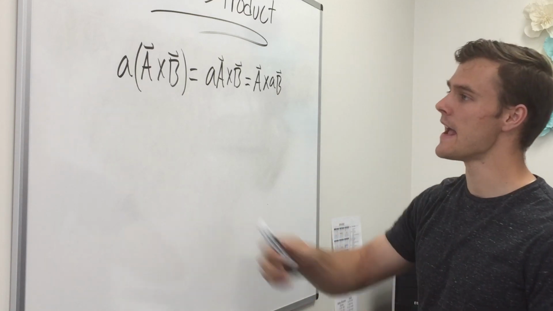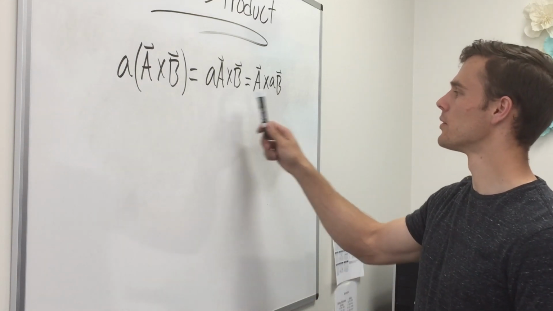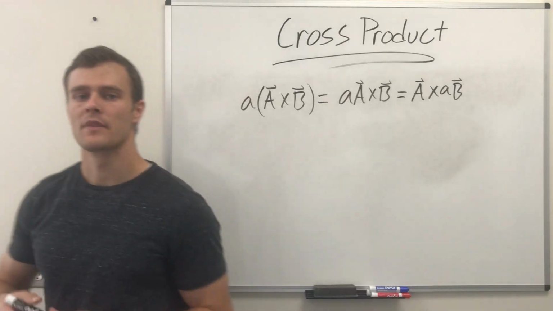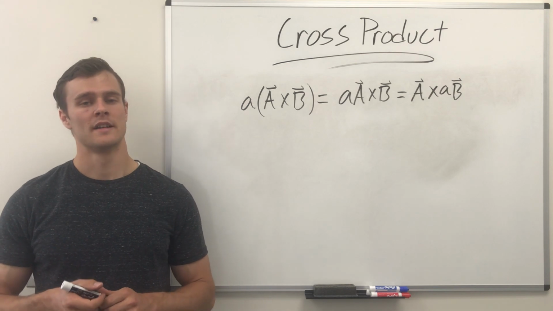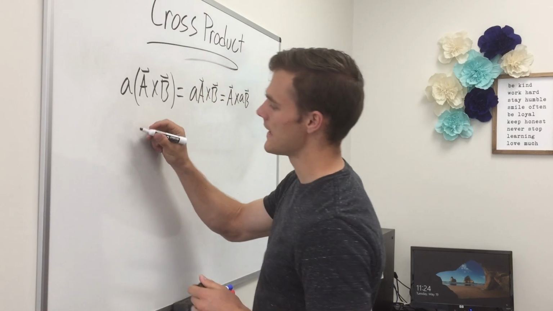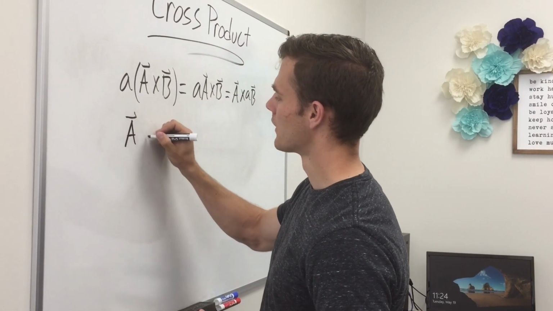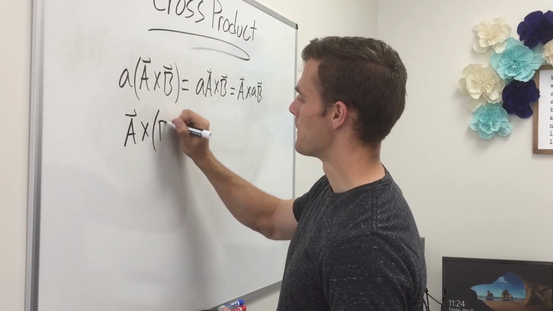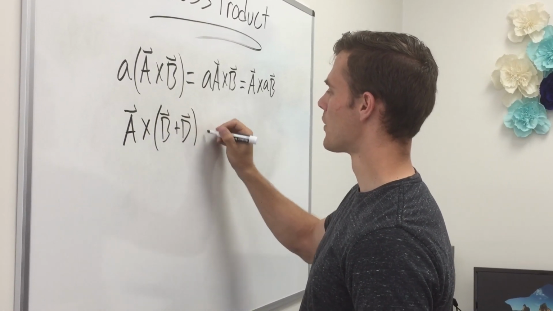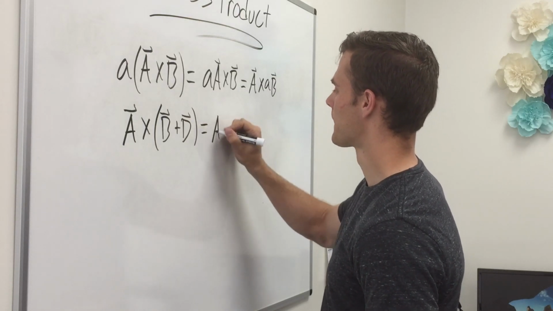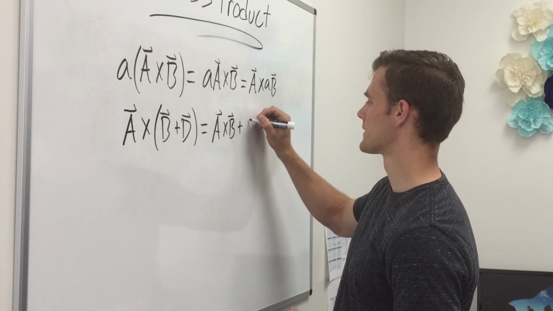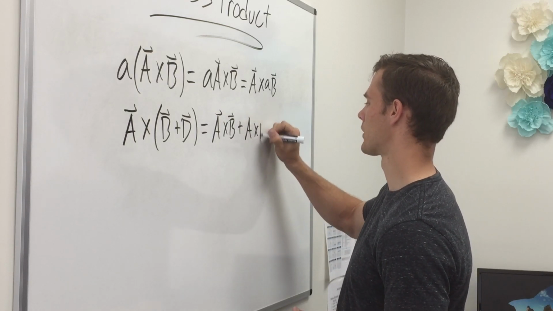And so you can see that A, the scalar value, only multiplies by one or the other vector, and it doesn't matter which. And another property we need to know about is the distributive addition property, where if we have vector A cross B plus vector D, well then that equals A cross B plus A cross D.